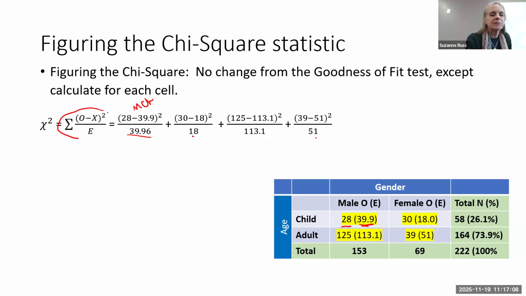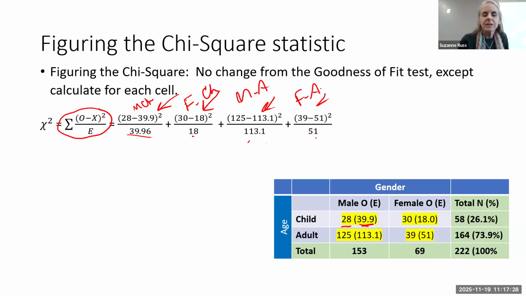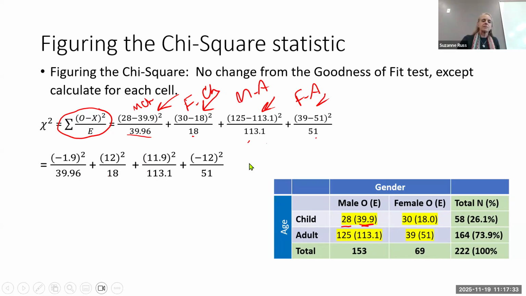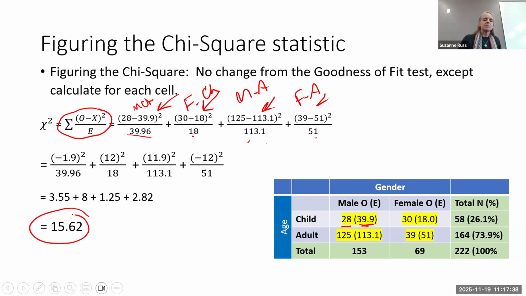Remember, this is still the formula, but we have to apply it to all of these cells. So this is the cell for female children. This is the cell for male adult. And this is the cell for female adult. So that's what that formula would look like if you were going to write it all out by hand. Okay. And we'd add it all together, and we'd come up with this sum, this 15.62. So if you were going to do all this by hand, you might do it that way.